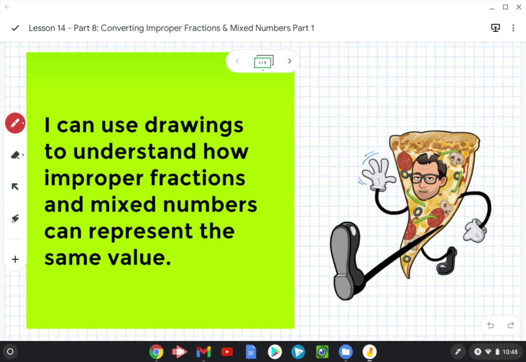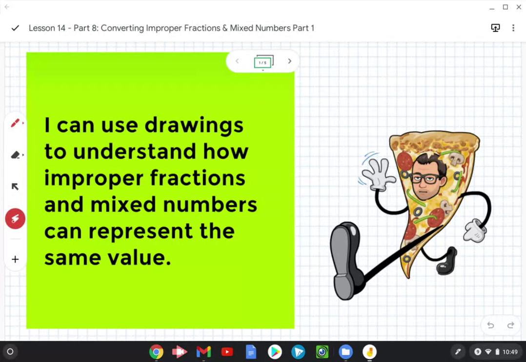Welcome to today's lesson. Today's learning target is I can use drawings to understand how improper fractions and mixed numbers can represent the same value. So we've already looked once at improper fractions and mixed numbers on a number line, and we're going to use that number line today to help us review and remember what we've already learned.